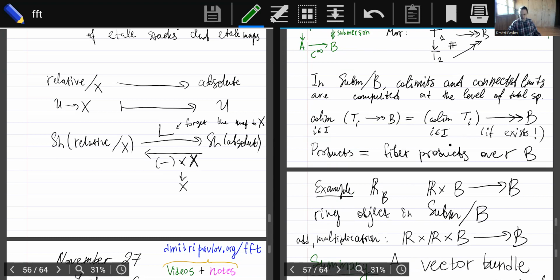Okay. Any questions so far before we transition to explaining how vector bundles are modules?